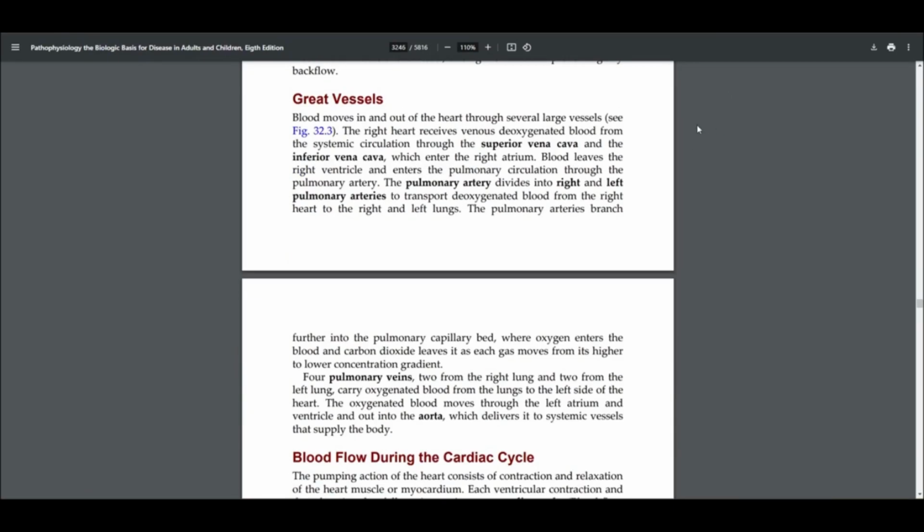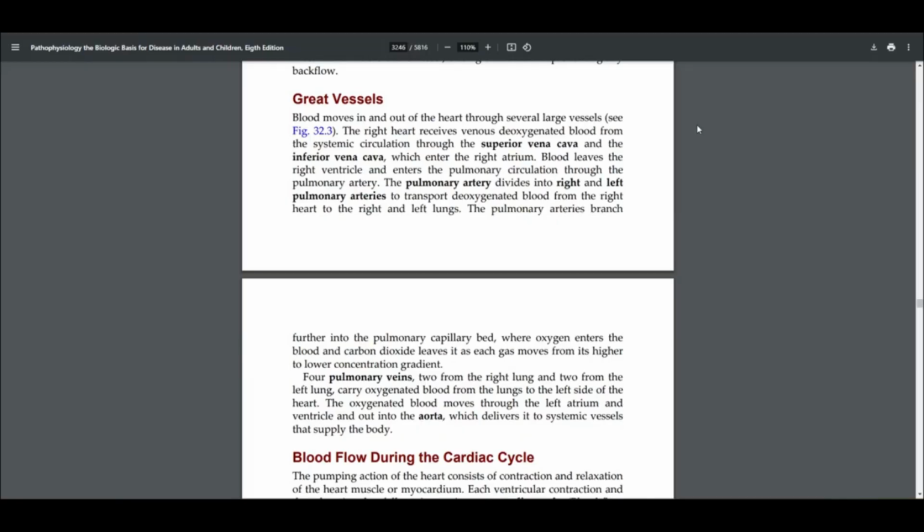The greater vessels, or great vessels: blood moves in and out of the heart through several large vessels. The right heart receives venous or deoxygenated blood from the systemic circulation through the superior vena cava and the inferior vena cava, which enter via the right atrium. Blood leaves the right ventricle and enters the pulmonary circulation through the pulmonary artery.